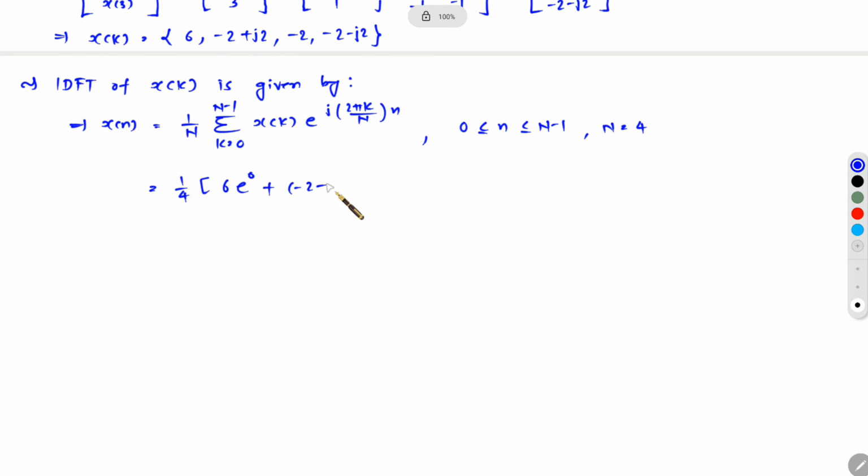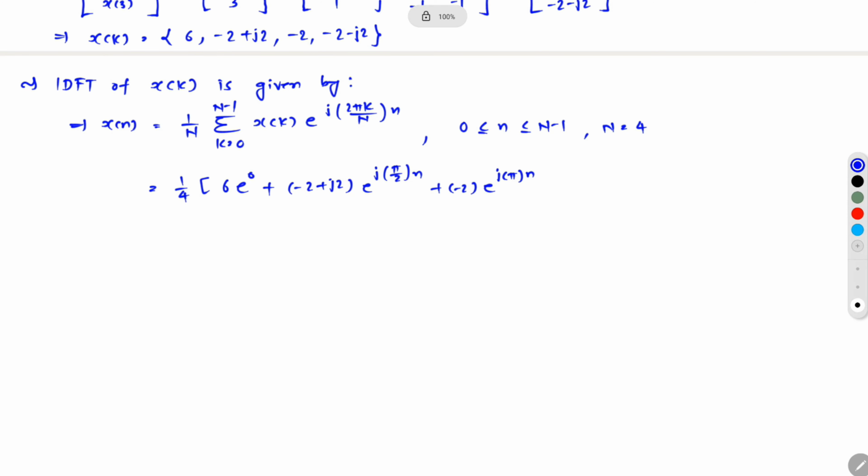So minus 2 plus j2, that is the second element, into e to the power j 2 pi k by capital N, where the value of k is 1, and into small n. So here we will have e to the power j 2 pi by 4, meaning pi by 2, into small n. Now we have the next element, that is minus 2, into e to the power j 2 pi into 2 by 4, meaning it will be pi into small n.